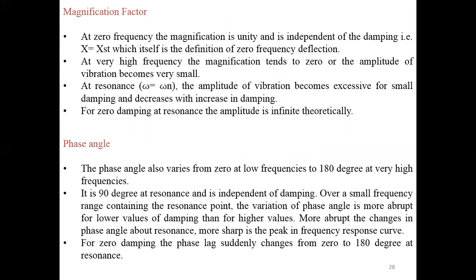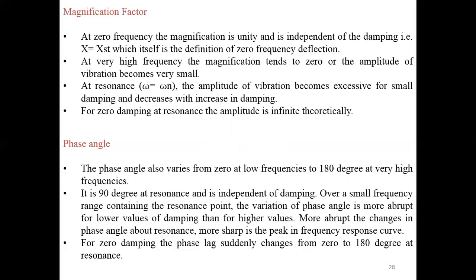In forced damped vibration, the vibration which is produced in the vibratory system causes deflection of the spring or deflection of the damper. So we have to magnify the damper, to make it independent with zero frequency deflection, so it's a magnification factor. At very high frequency the magnification tends to zero, or the amplitude of the vibration becomes very small, right?